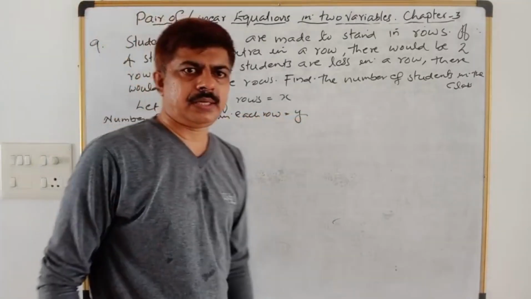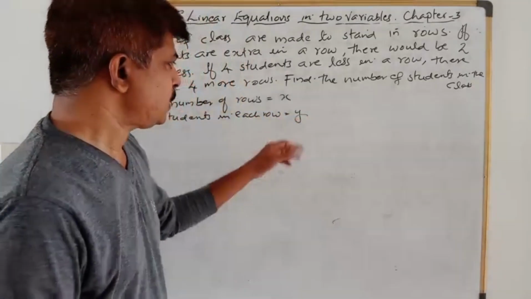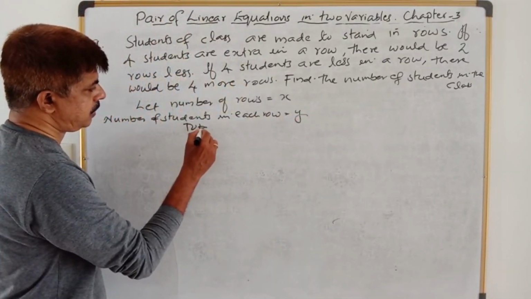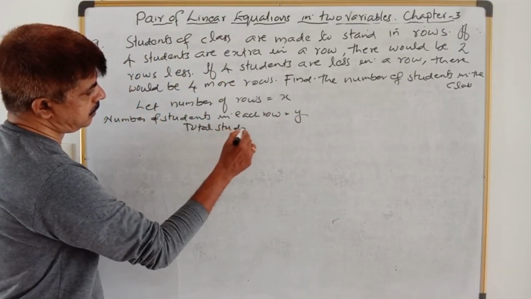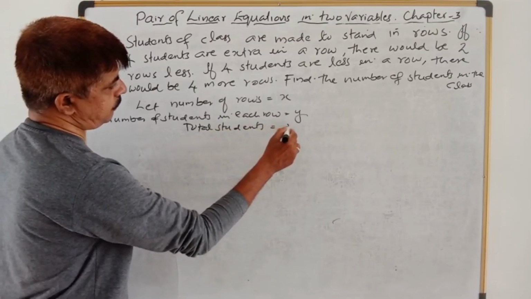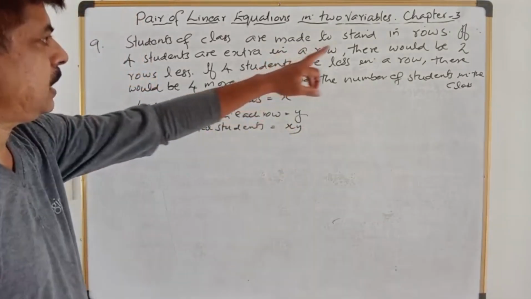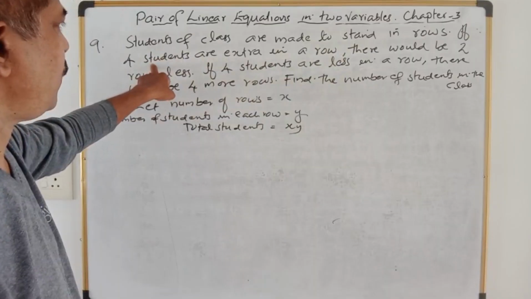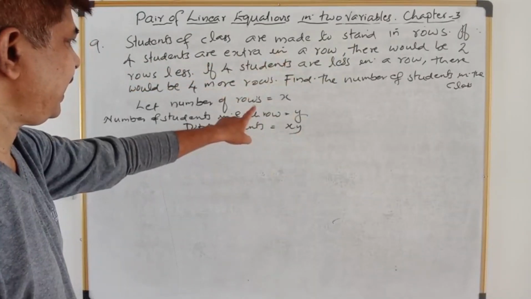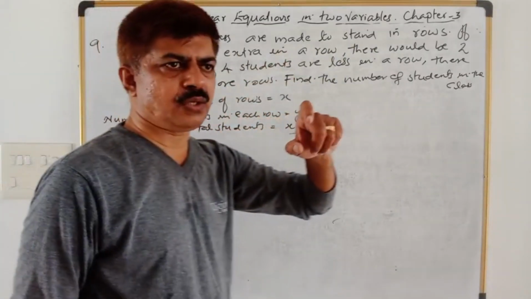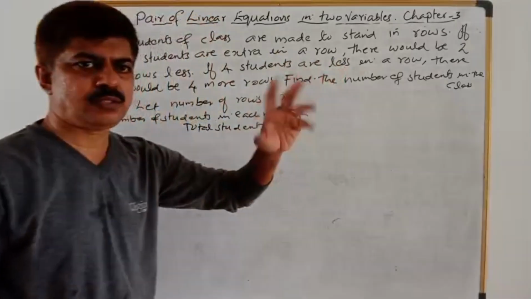So easily we can find the total number of students. What is the total number of students? We just multiply x and y, xy. Okay, this is the total number of students. Now let us see the given statement: 4 students are extra in a row. We have to take another situation.